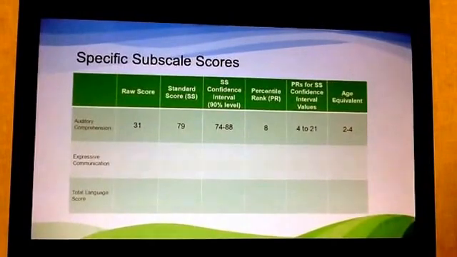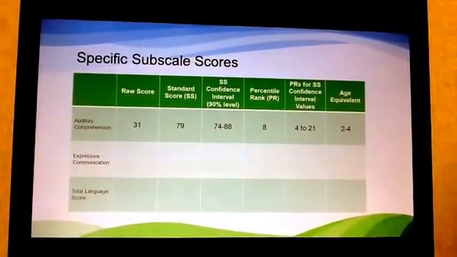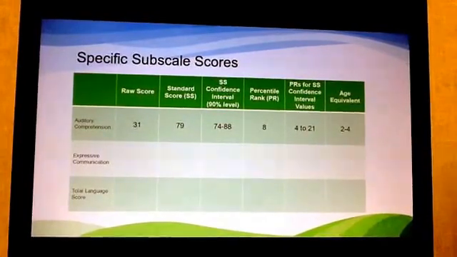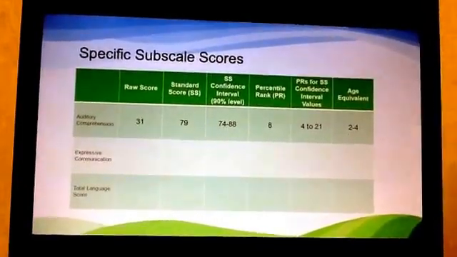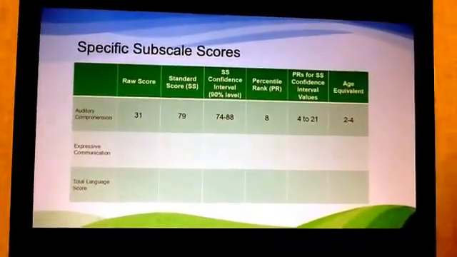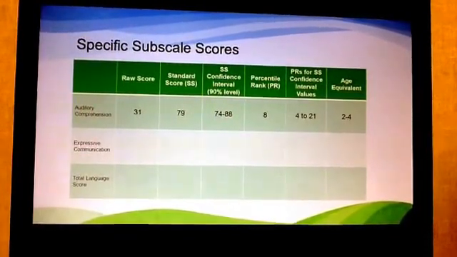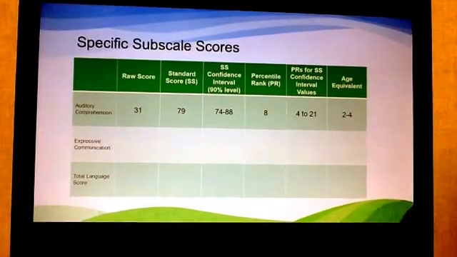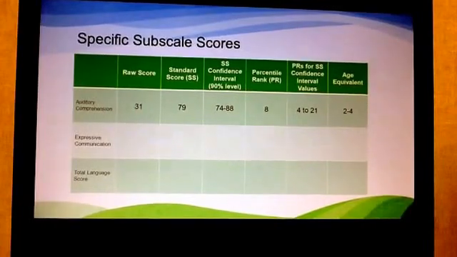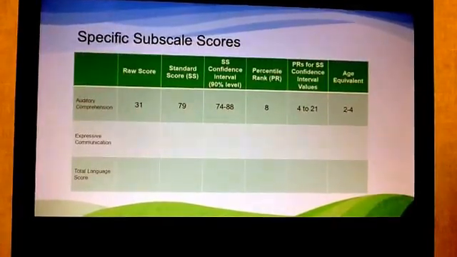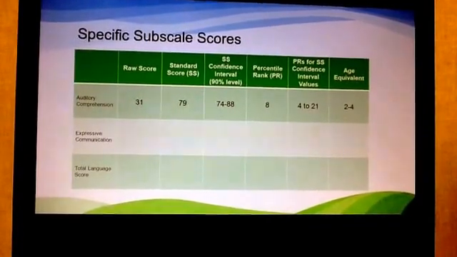The PLS-5 yields norm reference scores such as standard scores, percentile ranks, and age equivalents for the auditory comprehension and expressive communication scales. A norm reference total language score can also be calculated. This is an example table from the PLS-5 record form. This child is a 3-year, 4-month-old male who we will call Jimmy. Jimmy attained a raw score of 31 in auditory comprehension. This reflects the last auditory comprehension item administered minus the number of incorrect responses.